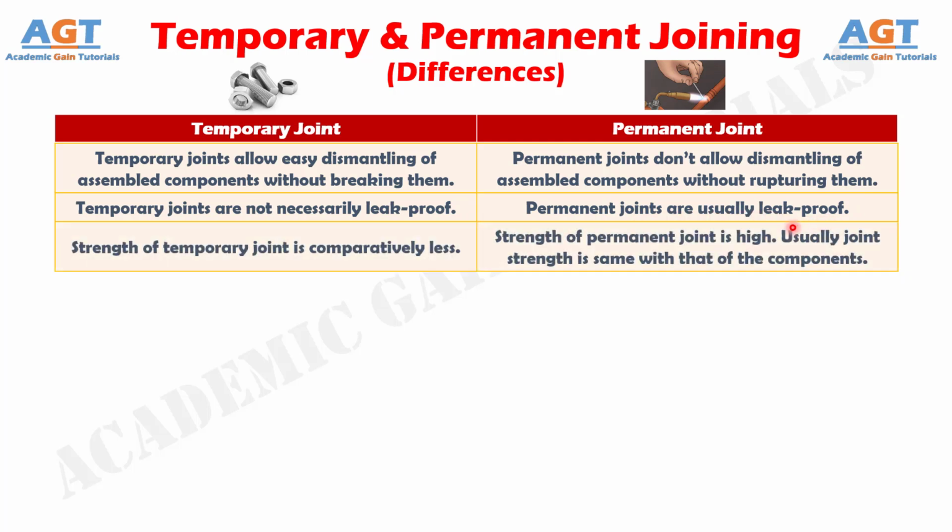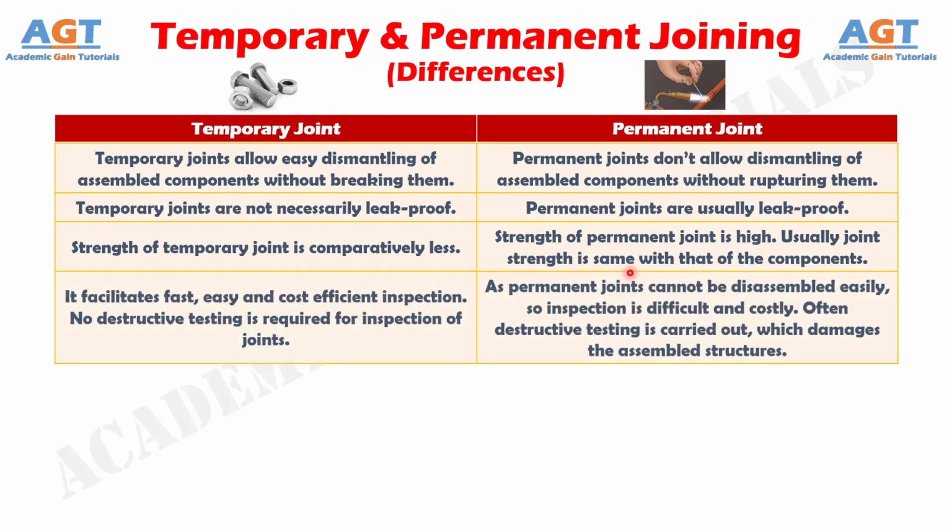Number 3. Strength of temporary joint is comparatively less, whereas strength of permanent joint is high. Usually joint strength is same with that of the components. Number 4. Temporary joint facilitates fast, easy and cost-efficient inspection.